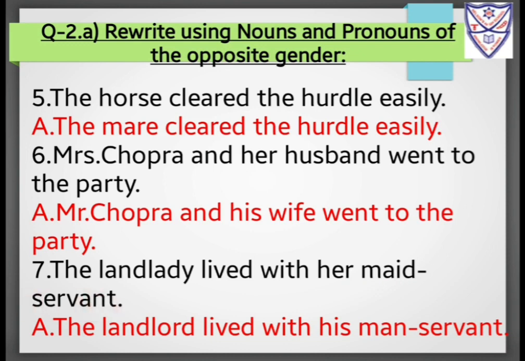Then maid servant will become man servant. Over here maid servant is a noun that is used only for the feminine gender, whereas man servant is a noun which is used only for the masculine gender. So the answer will be the landlord lived with his man servant.